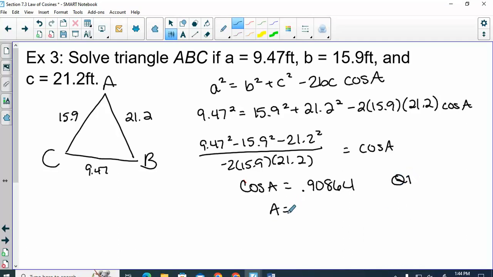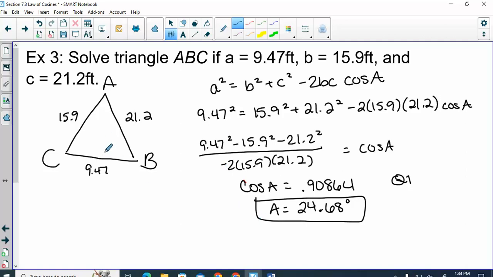So you do cosine inverse of 0.90864, and we get what? 24.68 degrees, or 24.7 degrees. Okay. So now we have a triangle. Or part, we have an angle in our triangle. We need the other two angles still, right?